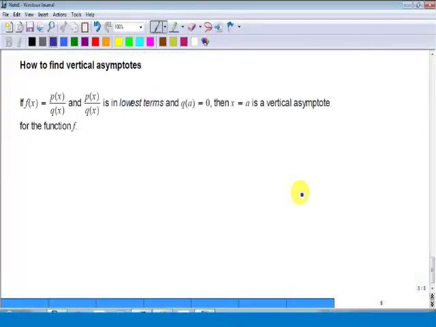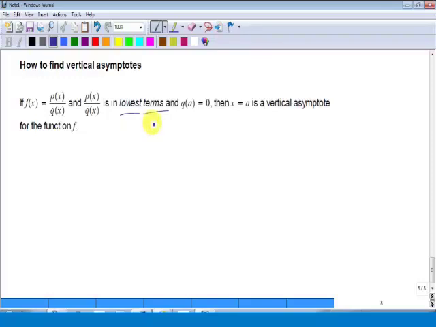Well, if we have our function and it's in lowest terms, take the rational expression that defines the function and make sure it's in lowest terms. Usually this means that we need to think about factoring the numerator, factoring the denominator, and checking to see if there are any common factors that we can divide out. Sometimes there are, sometimes there aren't, but we have to check. Make sure it's in lowest terms.